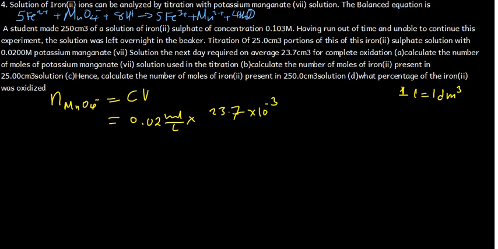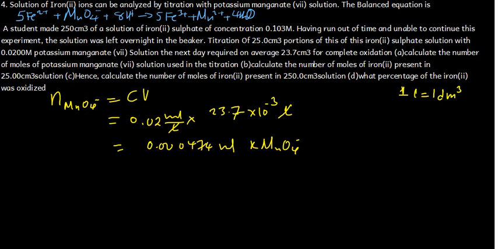So we're going to say, instead of decimeter cubed, let me put liter, so that we are going to cancel out like that. And so that is going to give us 0.000474 moles. So these are the moles of the potassium manganate. As I said, I've just put a K there, because that's the one they asked for. It's equal to the number of moles of the manganate ions themselves.